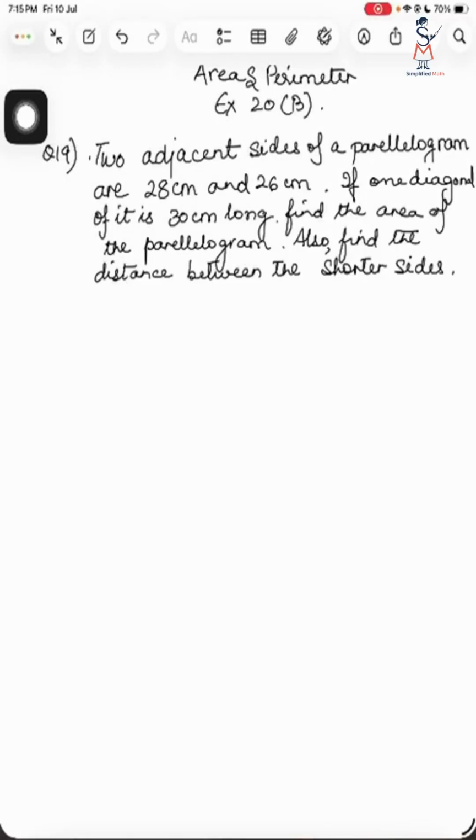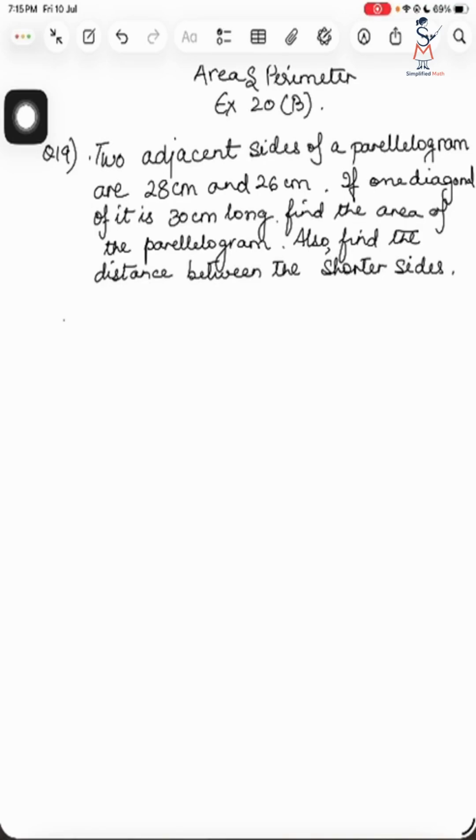Hi, we are doing area and perimeter exercise 20b, question 90. Two adjacent sides of a parallelogram are 28 centimeter and 26 centimeter. If one diagonal of it is 30 centimeter long, find the area of the parallelogram. This is the one thing we have to do. Second, also find the distance between the shorter side.